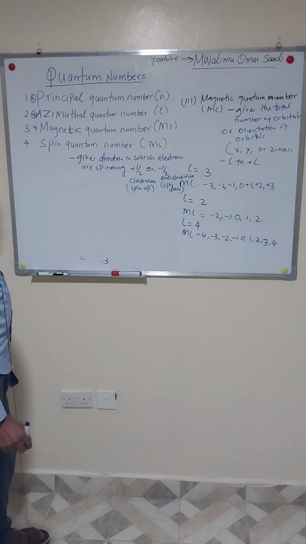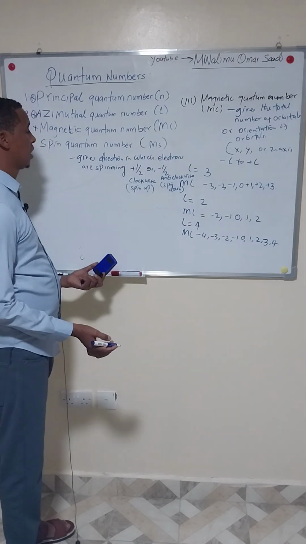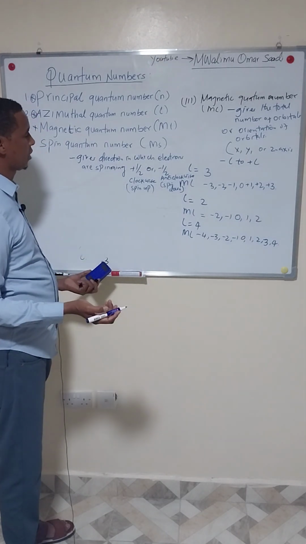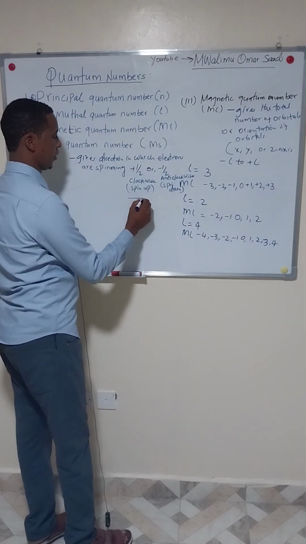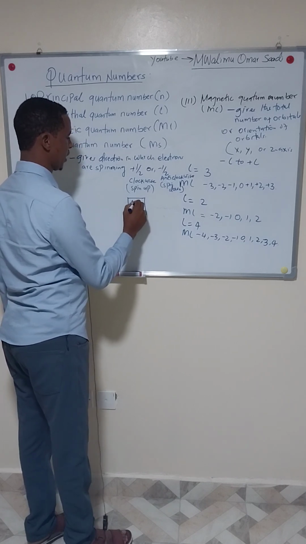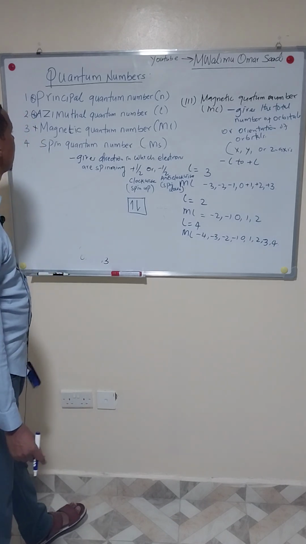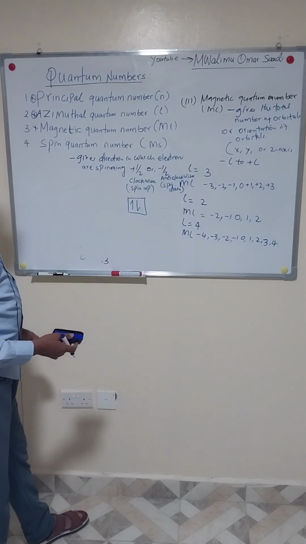So the spin quantum number gives the direction in which electrons are spinning. Electrons are either spinning clockwise or anti-clockwise. That means the electrons will look like this. One is spinning up, the other one is spinning down. So that is the spin quantum number.